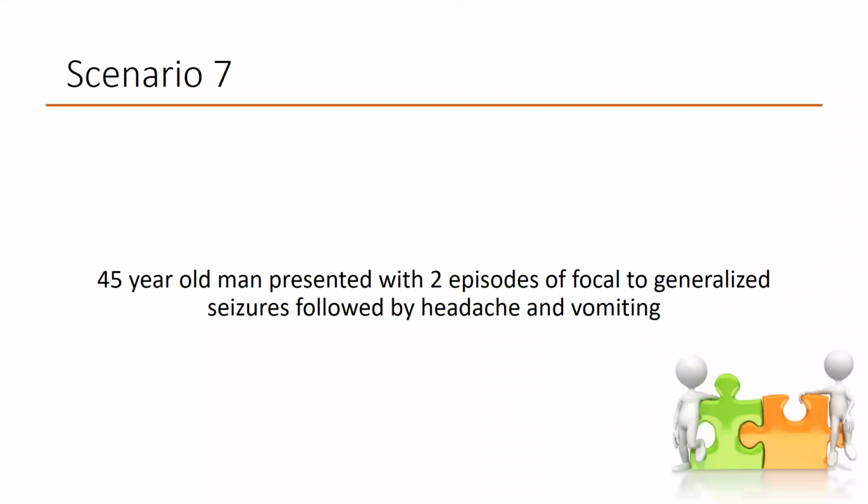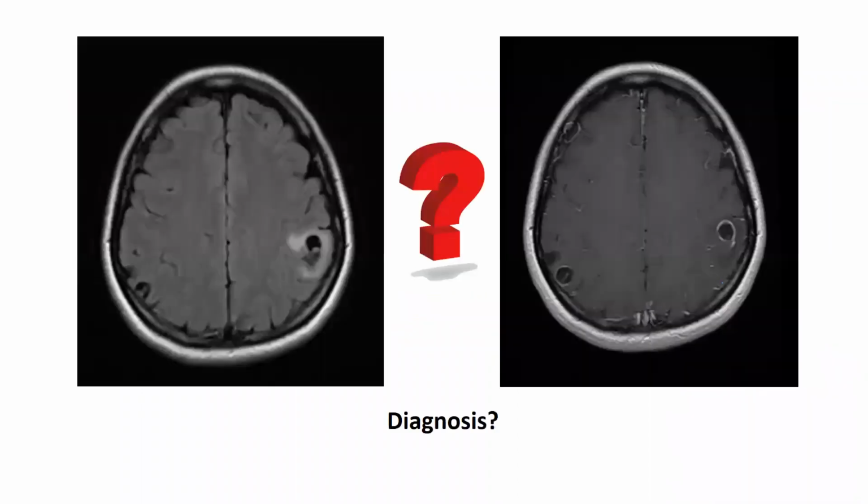Now coming to the next scenario, a 45-year-old man presented with 2 episodes of focal to generalized seizure, followed by headache and vomiting. So a well-preserved patient who has suddenly developed seizure, followed by some raised ICP signs. It's neurocysticercosis, sir. Okay, can you enlighten me further: on this left side, what stage of neurocysticercosis are you seeing here?